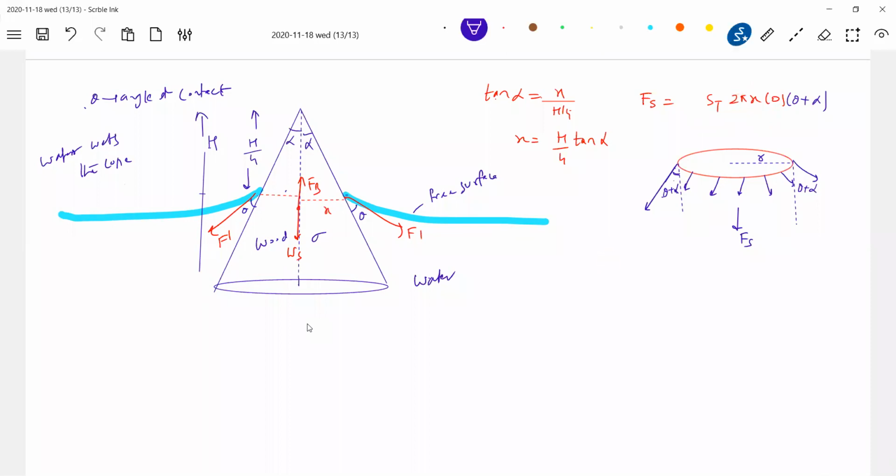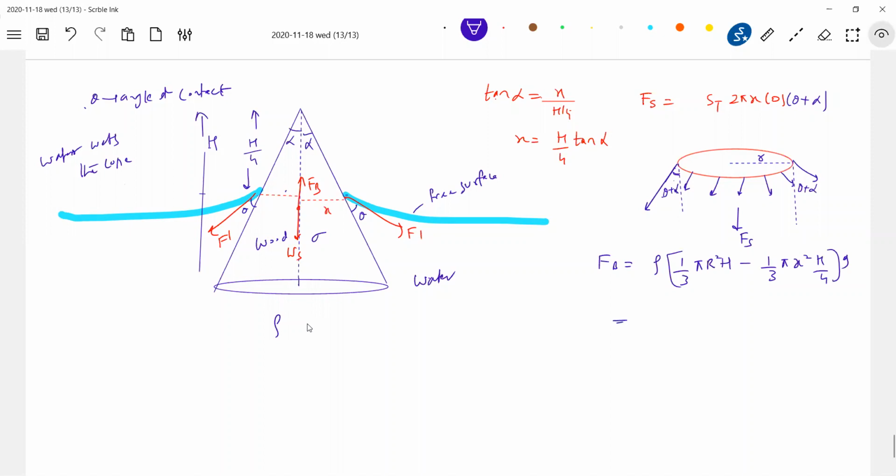Okay, let's get into the buoyant force. So what is the buoyant force? Density of water times volume immersed. How to calculate the volume immersed? The volume of the cone is 1 by 3 pi r square h into g. In the bigger volume, I should subtract the smaller volume. So this should be 1 by 3 pi x square. What is the height of this cone? H by 4 into g.